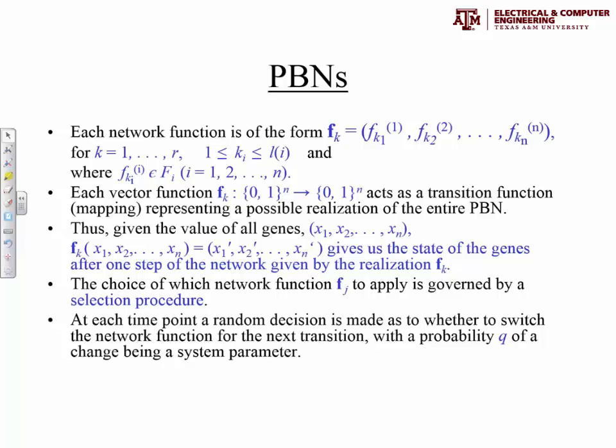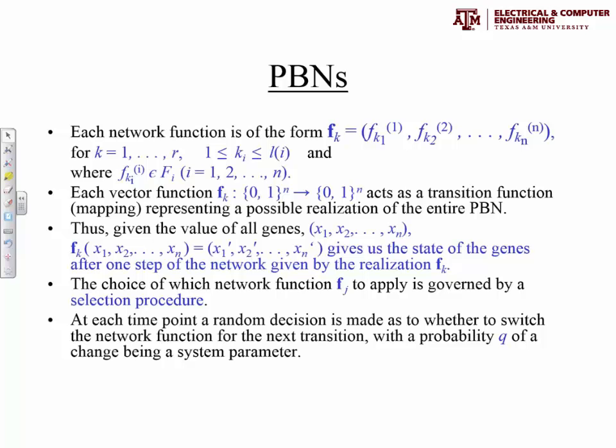So each network function will be of this form, right? You would have selected a predictor for each of these genes, right? F1, K1, F2, K2. So among all the predictors for gene 1, you selected one of them. All the predictors for gene 2, you selected one of them, and then you got the set of all the predictors for the different genes in the network. So each vector function Fk, which maps {0,1}^n to {0,1}^n, acts as a transition function or mapping representing a possible realization of the entire PBN.